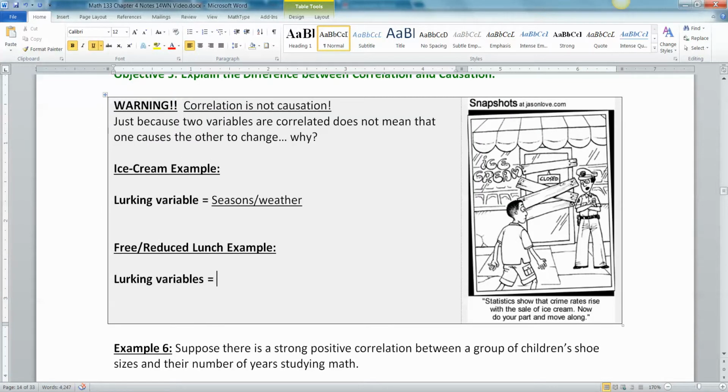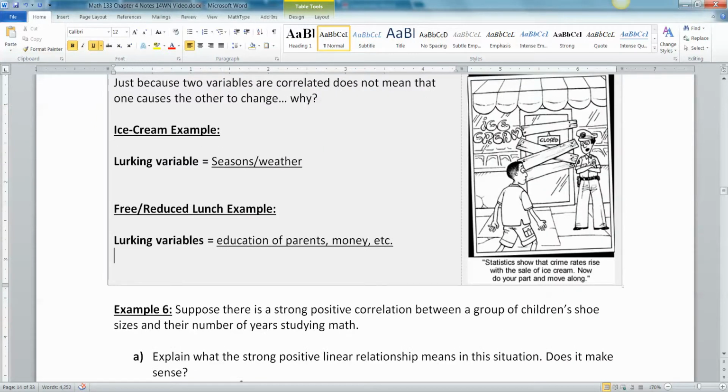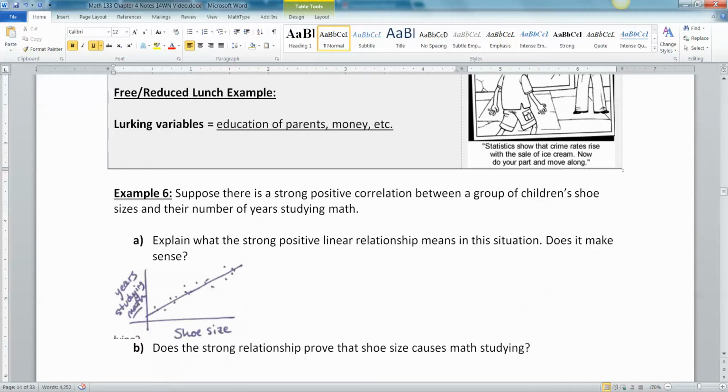Okay, so now what about the free reduced lunch? Well, we already said education of the parents, money, etc. We had a whole list of them. Lurking variables are the reason that correlation is not causation. And again, you're going to want to give specifics. Don't just say lurking variables. What kind of lurking variables? Think about this problem a little bit.